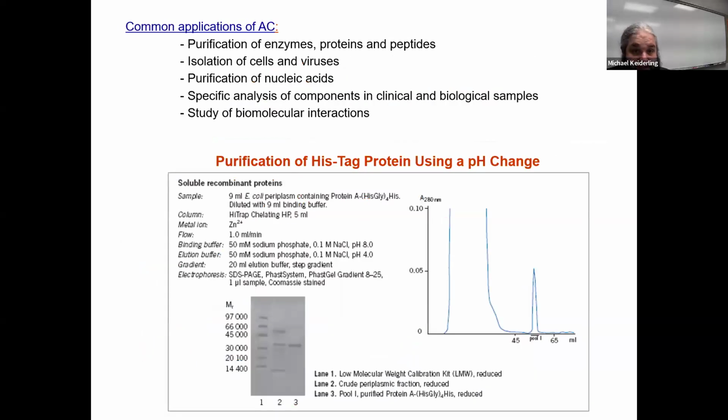So it's used for the purification of enzymes, proteins, and peptides, the isolation of cells and viruses, the purification of nucleic acids, specific analysis of components in clinical and biological samples, the study of molecular interactions, things like that. So this is an example of purification of the His-tag protein using a pH change.